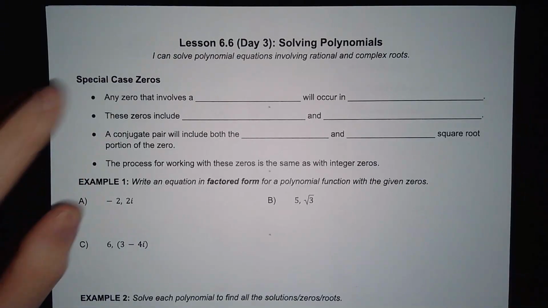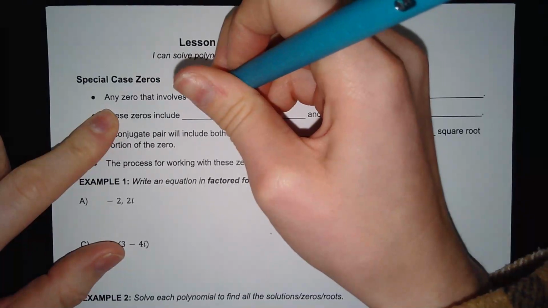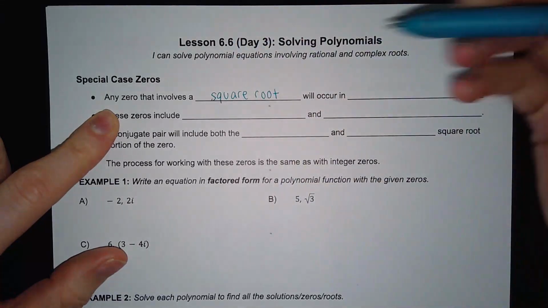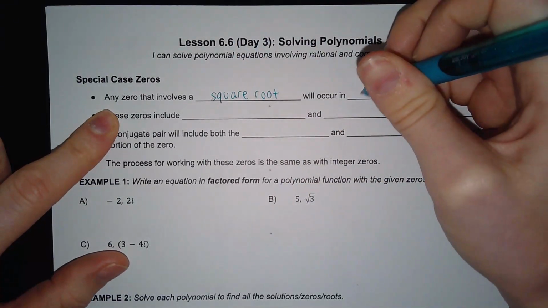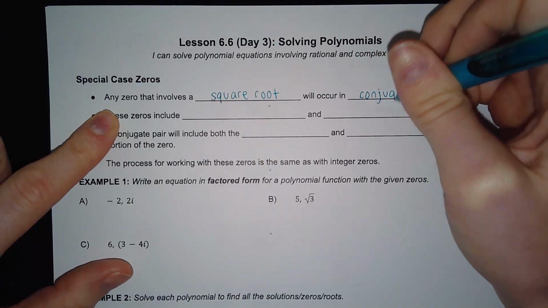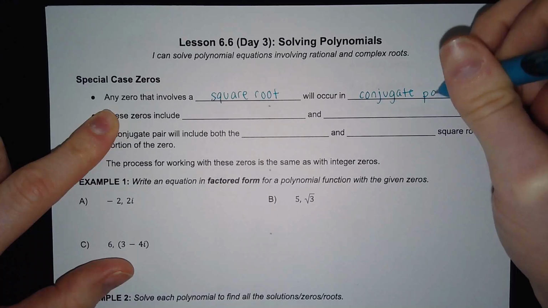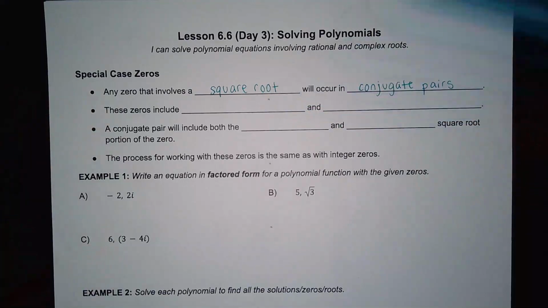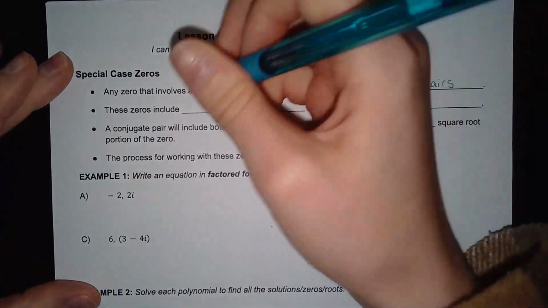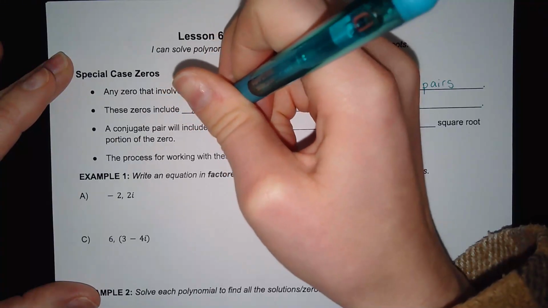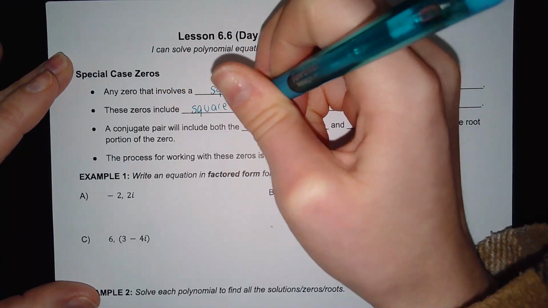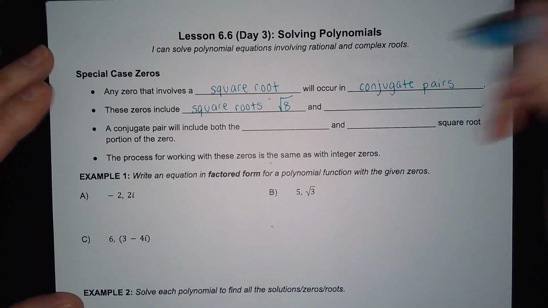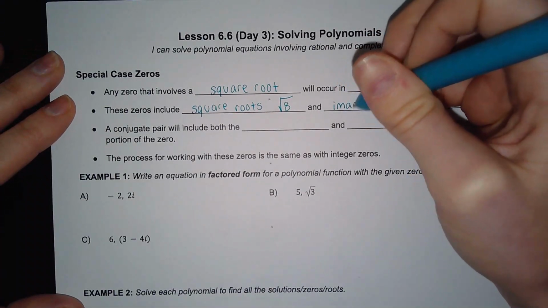And this will be true that any zero that involves a square root is going to occur in what we call conjugate pairs. So what we mean by a zero that involves a square root, that will include square roots themselves. So for example, like if our root was the square root of 8. As well as this will also include imaginary numbers.